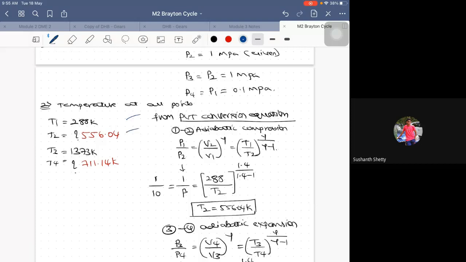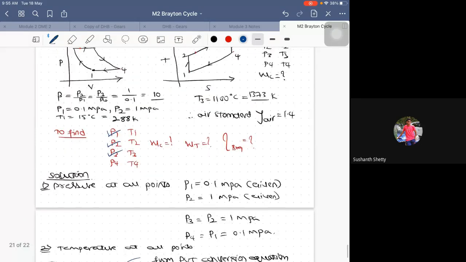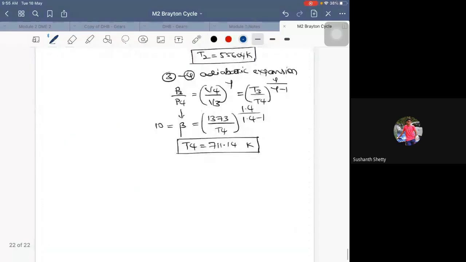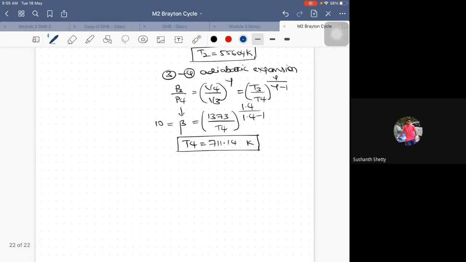So temperature at all points we have calculated. Next, pressure at all points we have calculated. What else do we need to calculate? WC and WT, the third bit. Any difficulty in calculating WC? WC is what? I told you it is mCp delta T. WC will always be from 1 to 2. It is mCp, now we have to write the temperature difference. For work, it is initial minus final.